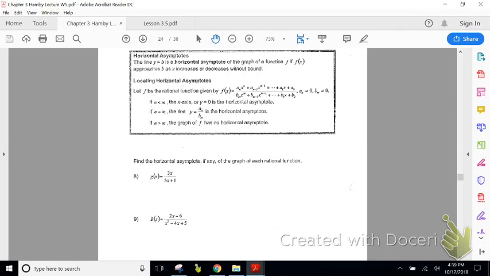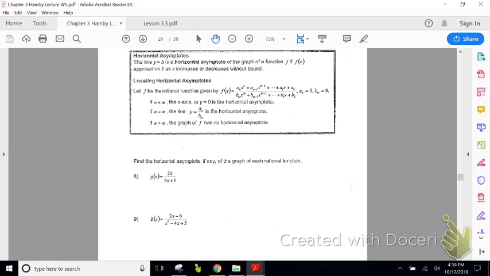Okay, so next we're going to talk about horizontal asymptotes. The horizontal asymptote is going to be a line y equals b. Now, it's if the function is approaching b as x increases or decreases without bound. Now, remember, a vertical asymptote, the graph will never, ever cross.